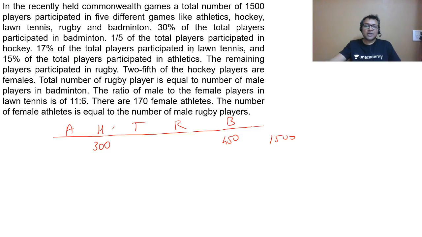17% of total players participate in lawn tennis and 15% participate in athletics. 15% athletics will be 15 15s are 225, and to that you add 2% more. 2% will be 30 more, so 255 will give you lawn tennis. So athletics will be 15 15s are 225, 2% extra is lawn tennis, 2% is nothing but 30 more, so you'll get 255.